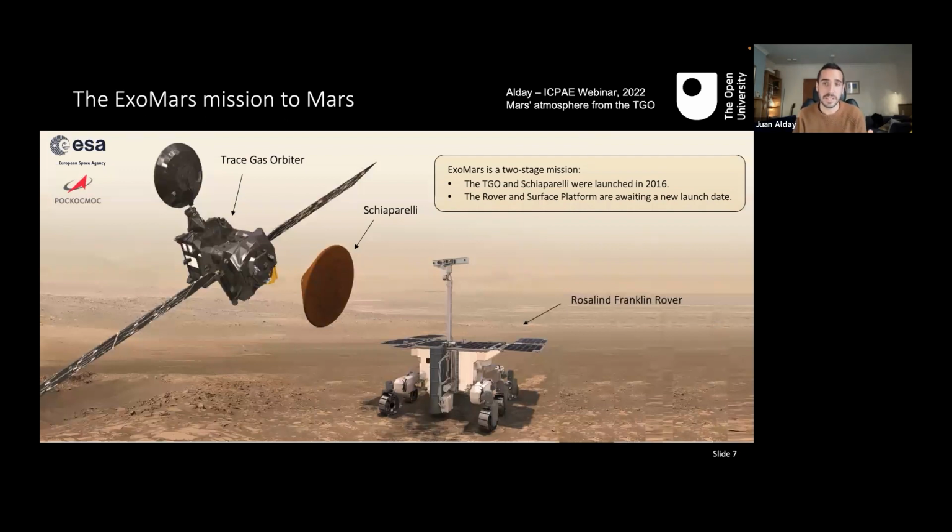First of all, the Trace Gas Orbiter and Schiaparelli, which is an entry descent module, were launched in 2016, and they arrived at the planet in the same year. Schiaparelli got released to the surface, and the Trace Gas Orbiter started an aerobraking phase until it reached its final circular orbit in 2018. And in March 2018, the Trace Gas Orbiter started science operations. Then the second part of the mission includes the Rosalind Franklin rover and a surface platform that right now are awaiting a new launch date.